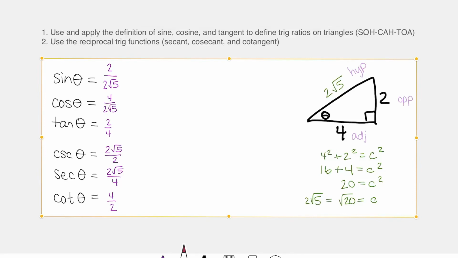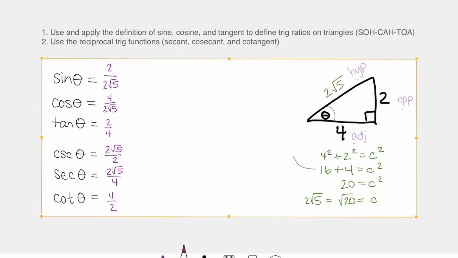I wanted to give you a quick run through of your lesson goals. The first two were all about the SOHCAHTOA and the reciprocal functions. I've already started this problem by noticing that my theta is right here, so labeling my opposite, adjacent, and hypotenuse.